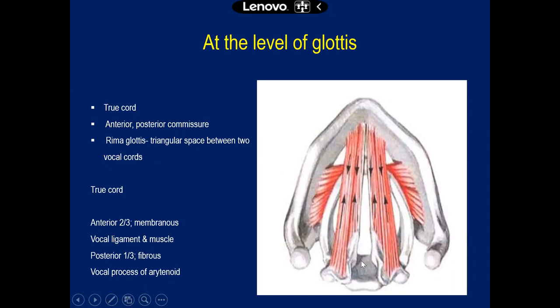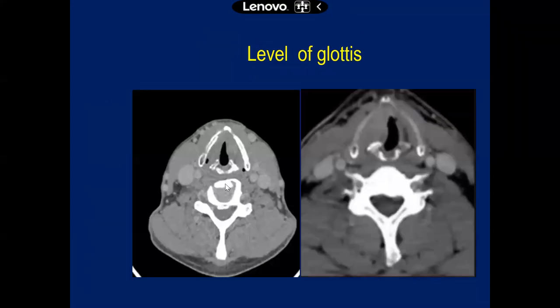When you have a tumor at the level of the glottis, we should know where exactly the tumor is: at the mid-cord, anterior two-third, anterior one-third, whether the patient is having extension to the anterior commissure, what about the morphology of the vocal cord, and whether any superior or anterior extension is present. These are the information we need. So I'm showing you, this is the cricoid cartilage.